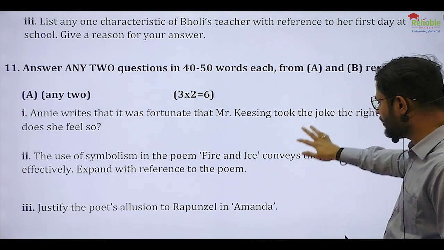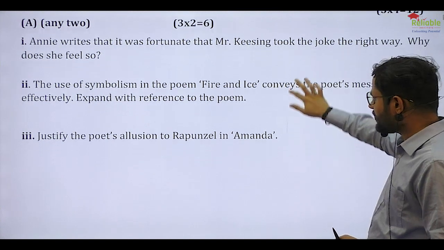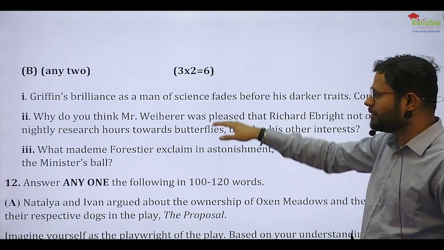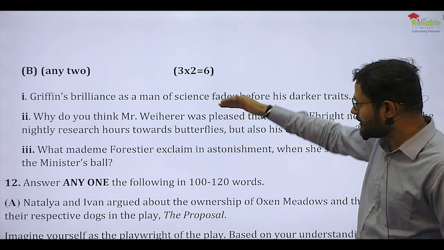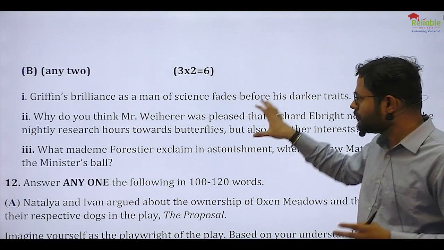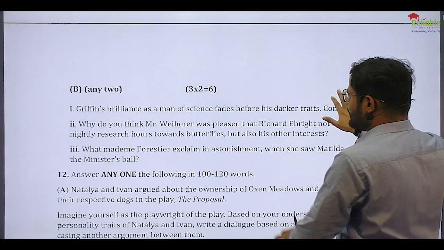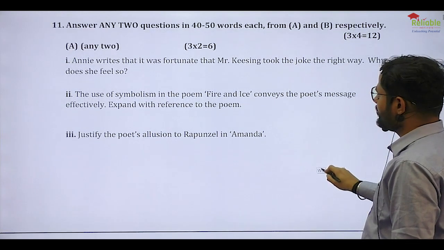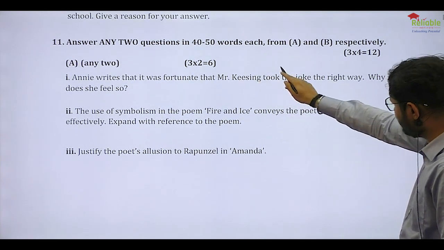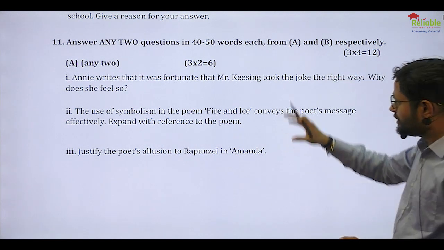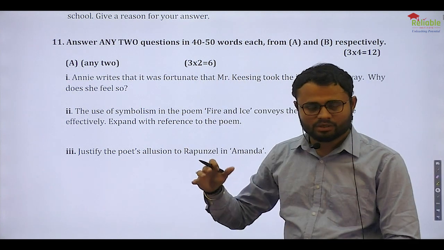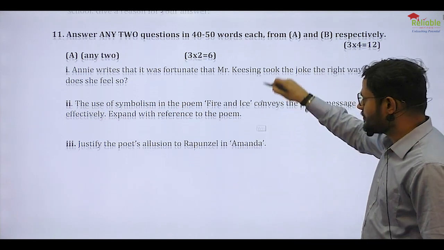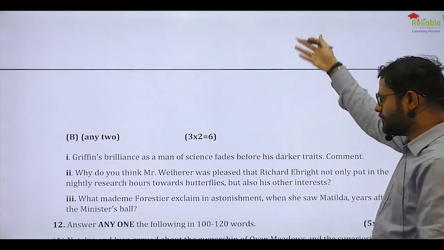Justify the poet's allusion to Rapunzel in Amanda. And then again, from this you have to attempt any 2 questions. It's not like you have to attempt either A or B. You have to attempt both. Let me clear that as well for you. Answer any 2 questions in 40 to 50 words each from A and B. So this is not going to be an option like either A or B. No. A any 2, B any 2. Same was the case with the previous question.